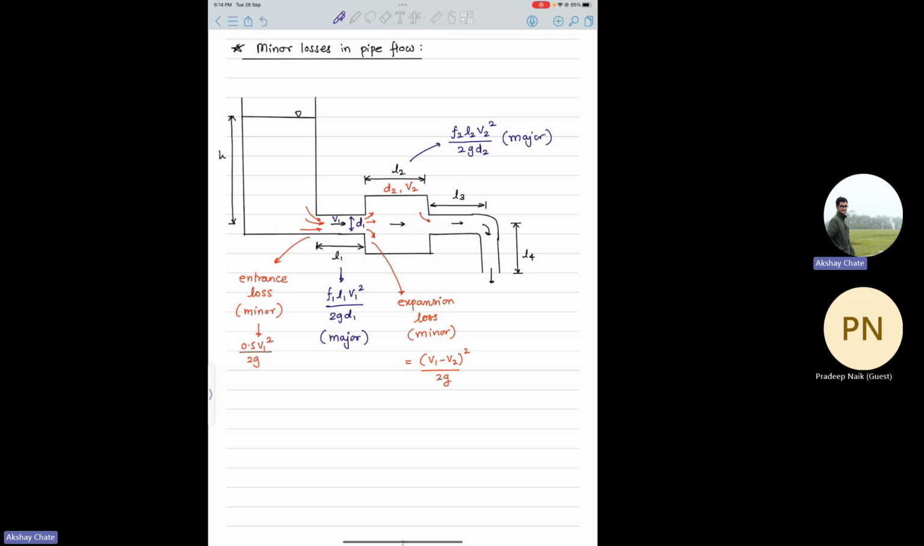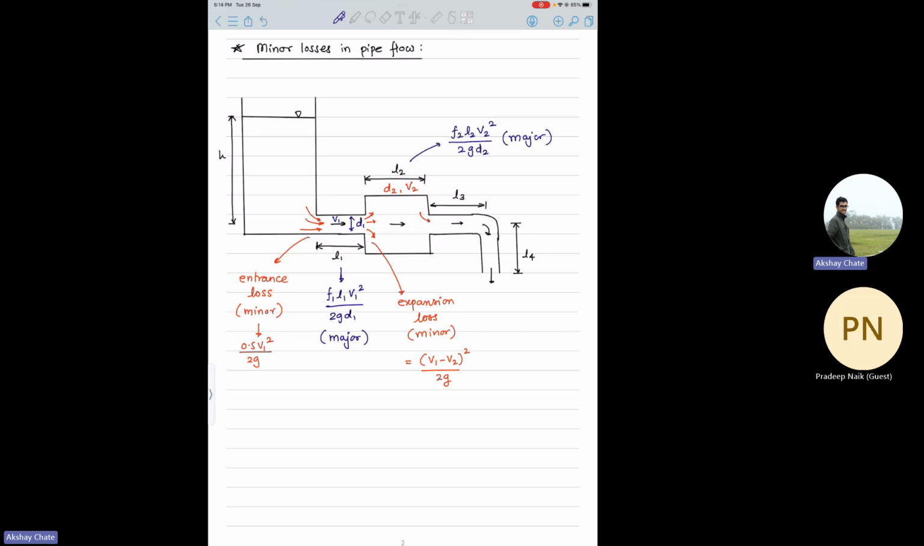The reason why we call them major and minor losses is, if you calculate these values, what you will observe is the major losses, which are the f L V square by 2 g D terms, their values are significantly higher than the other minor losses, which are entrance loss, expansion loss, etc. So therefore they are called minor losses.